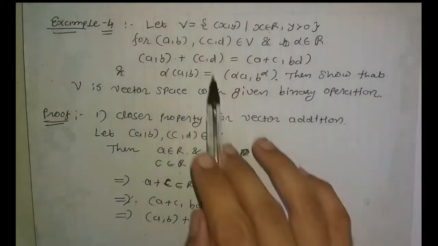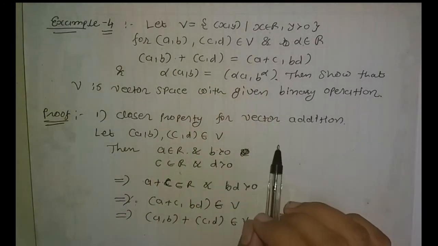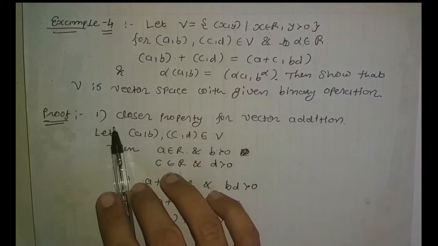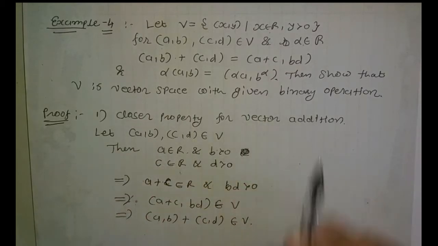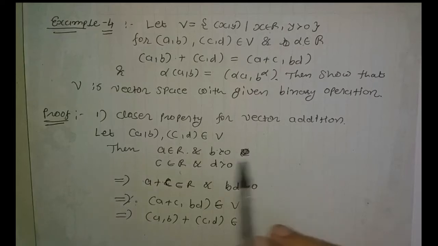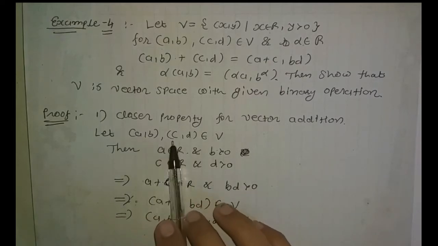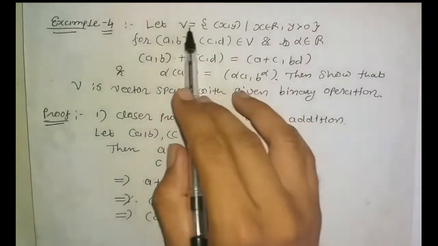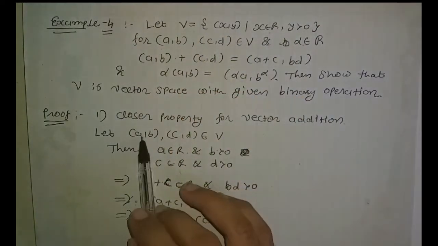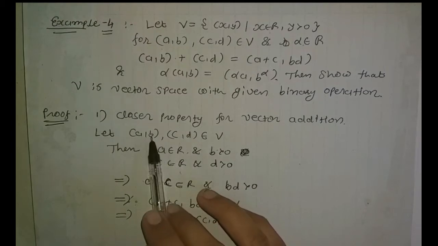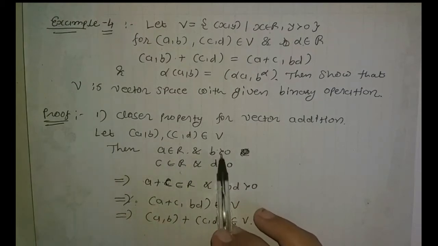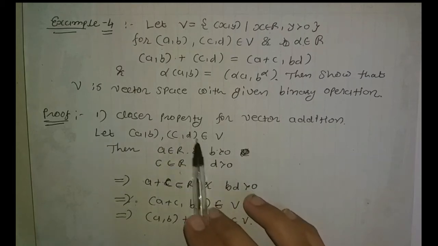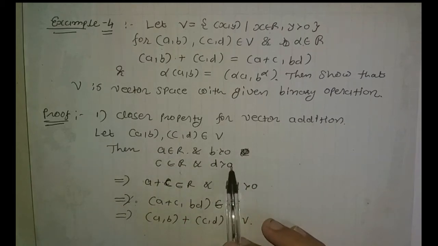So, to show a given set is a vector space, we need to satisfy all these 10 properties. First property is the closure property for vector addition. Consider two vectors (a, b) and (c, d) belonging to V. Then a belongs to R from the given set. Here the first element is from R and the second element is greater than 0. For the other vector, the first element c belongs to R and the second element d is greater than 0.